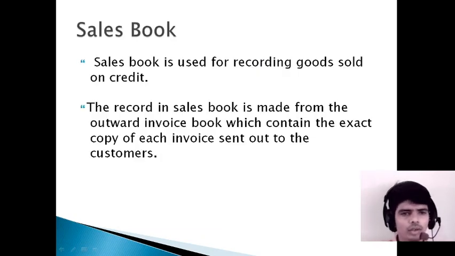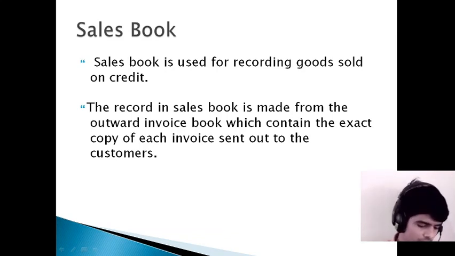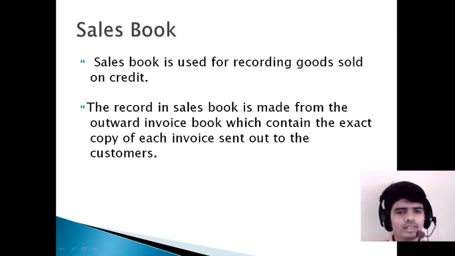Next, the sales book. The sales book is used for recording goods sold on credit. As I told you, the sales book is made only for recording credit sales, not cash sales, where the payment is postponed, where the payment is not received but the goods are already sold. In such cases only we are going to record in the sales book, that is our subsidiary book. Then the record in the sales book is made from the outward invoice book which contains the exact copy of each invoice sent out to the customers.